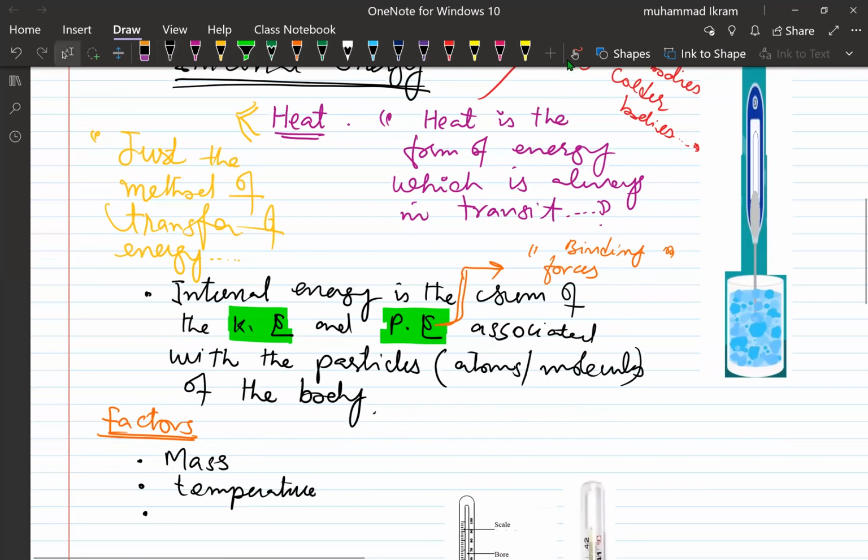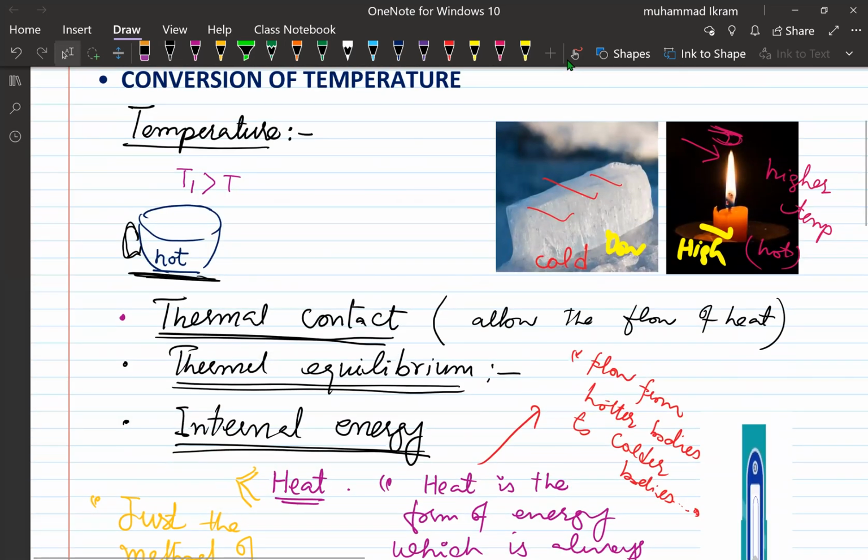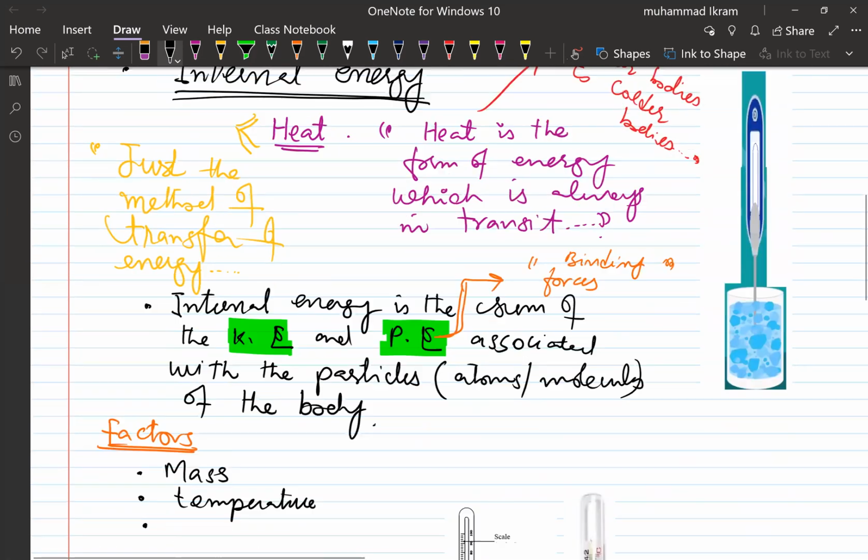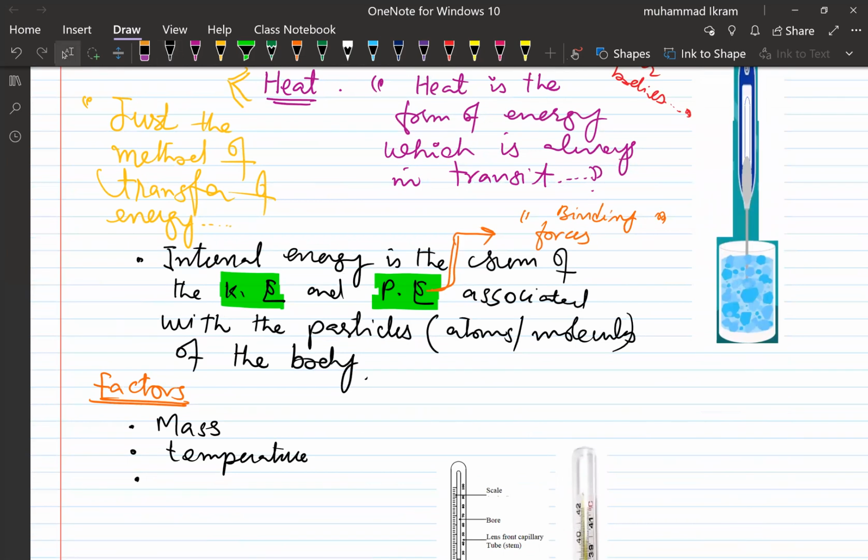So heat actually transfers energy. For example, look, if you have water in a beaker like this, and you heat the water in the beaker, what happens? The heat transfers energy from the flame of the candle to the water, right? And in turn the water temperature rises and its internal kinetic energy increases. So mass and temperature affect the internal kinetic energy of the substance.